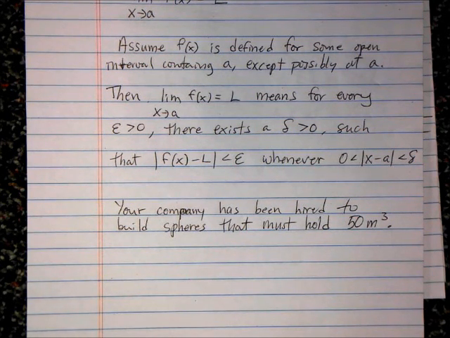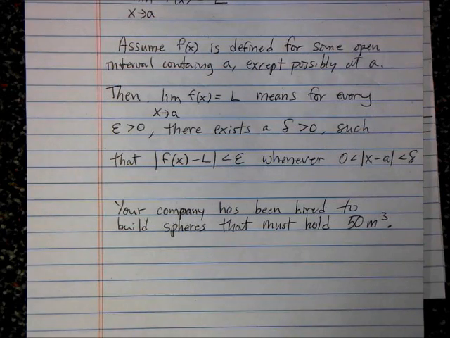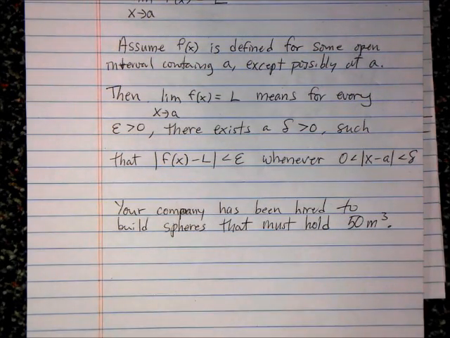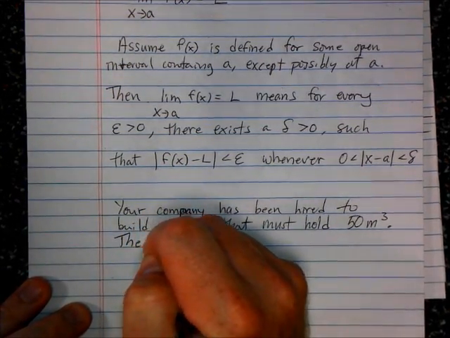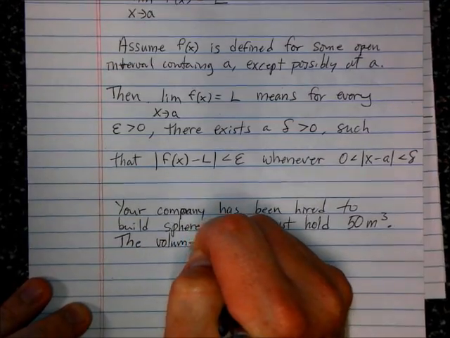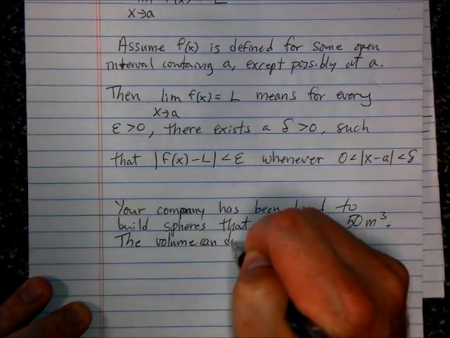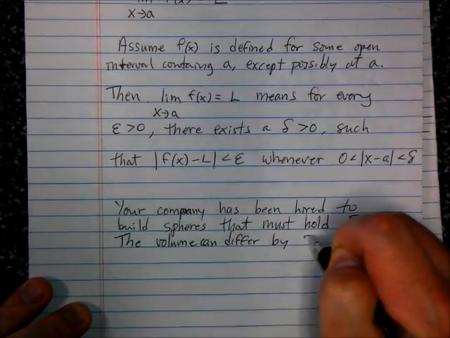So you're going to be given a tolerance. So the company's going to say, we need a sphere that holds 50 cubic meters, but we're willing for it to be off by a little bit. How far off can our sphere be? 50 cubic meters, that's way off. Usually they want it to be off by just a little bit. 2 cubic meters. Okay, so we can be off by 2 cubic meters. The volume can differ by 2 cubic meters.